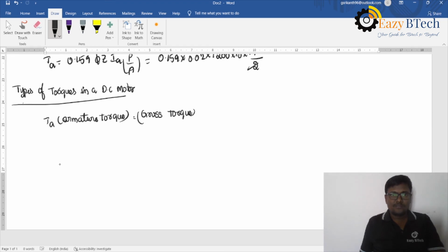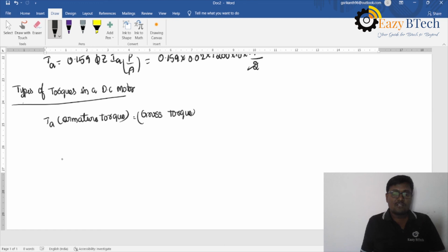Suppose a person's salary is 30,000, that is called the gross salary, but some cuttings are there, that is tax or PF. After that he may get 29,000. The 29,000 is the net salary and 1,000 rupees is a loss. If a tax is there, assume that tax is 1,000 rupees, the 1,000 rupees is the loss, right? That is the difference between gross and net.